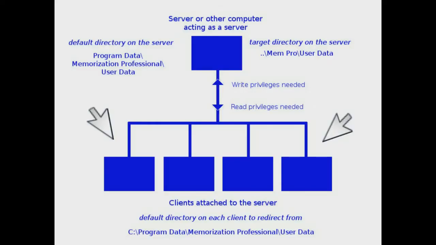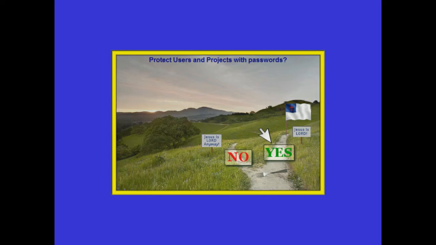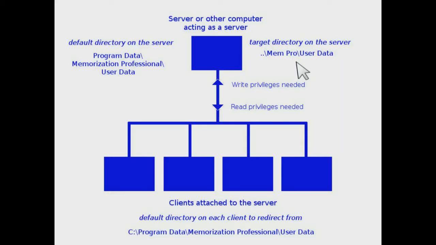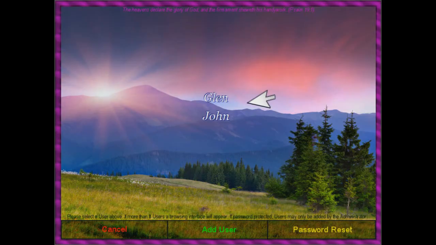Now all you need to do after installing MemPro on the clients and making sure that password usage has been set up is to select Set Projects Path from their main menu and browse to the same folder located on the server. After all clients have been directed to the server, any user may from any client access their projects on the server via their username. But note that the administrator must first add the usernames either all at one time or as needed. When a user selects their name for the first time, they will need to enter a password and verify it. Admin has access to all users via the admin password.